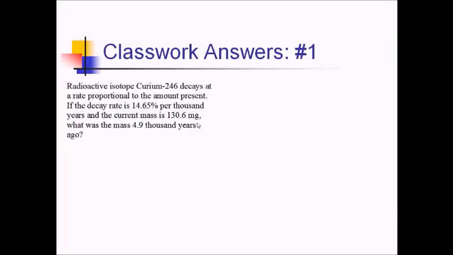On this problem, we have a radioactive isotope decaying at a rate proportional to the amount present. So immediately we're going to go to our decay formula, y equals C e to the negative kt. And then our decay rate is 14.65, so that's a k value of 0.1465. And then current mass is 130.6, so that's our C value. We want to know what the mass was 4.9 thousand years ago.